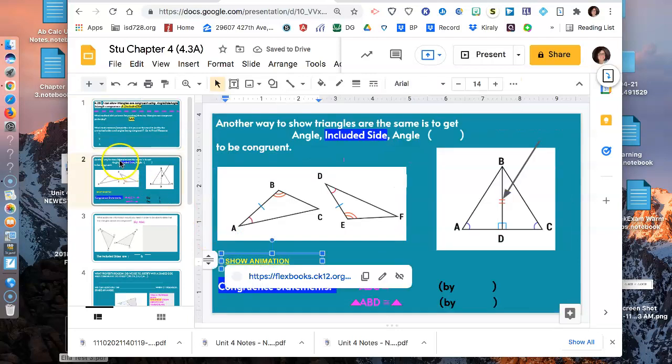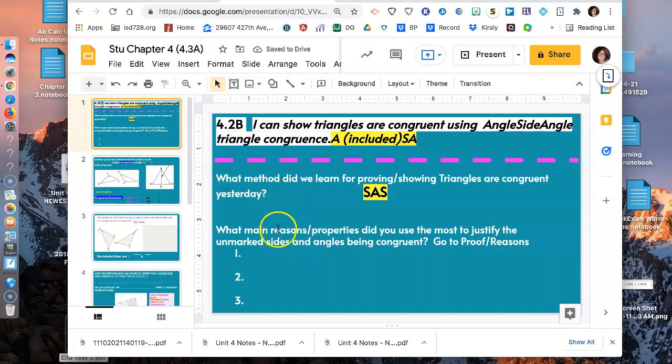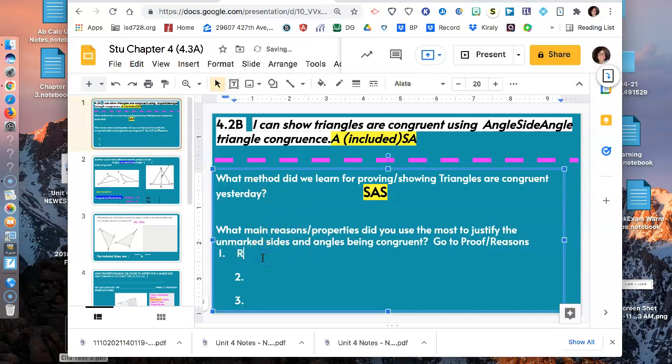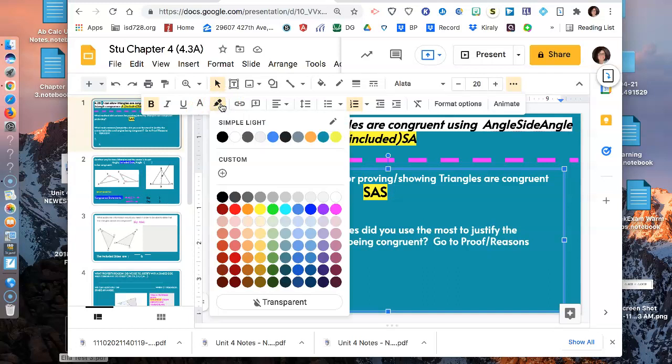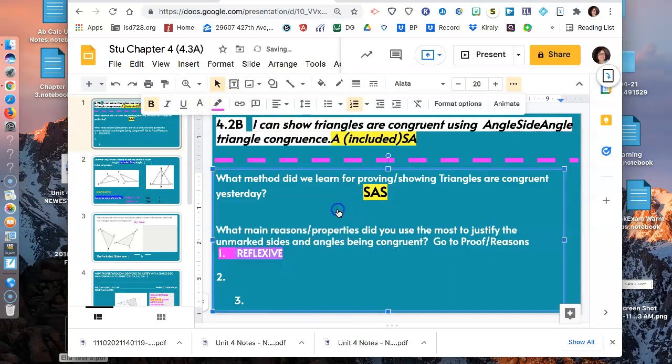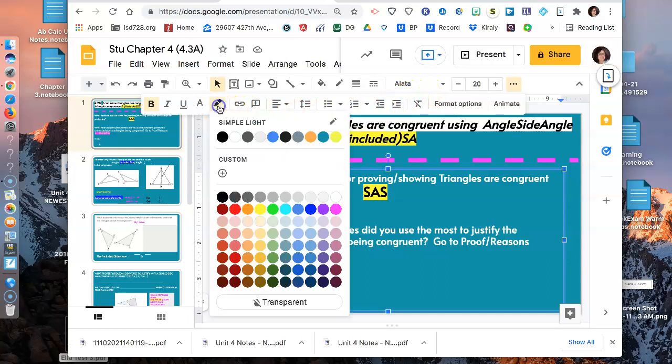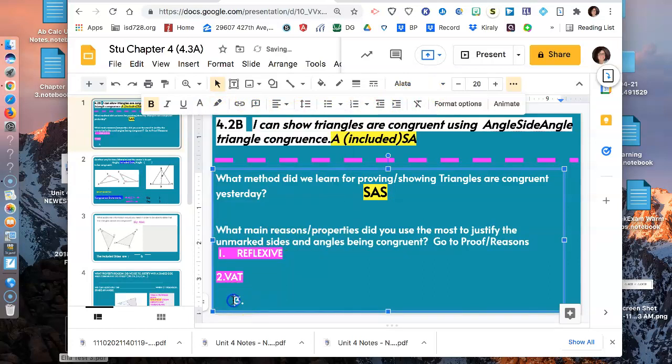What were some of our main reasons that we used? Well, you better be comfortable with reflexive after the amount of times you guys responded to me about reflexive, right? And that deserves to be highlighted. Reflexive is huge this chapter. When we share a side, and today we're going to be using it for when we share an angle. Another big one for stealing angles, and I call these kind of like the hammer and the screwdriver in your toolbox. They're used on almost every proof, is the vertical angle theorem.